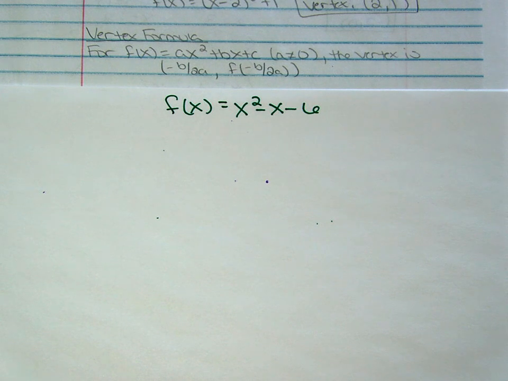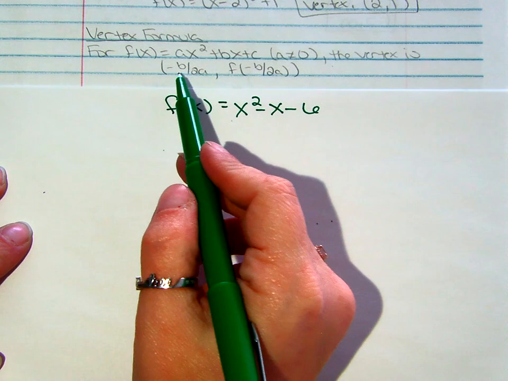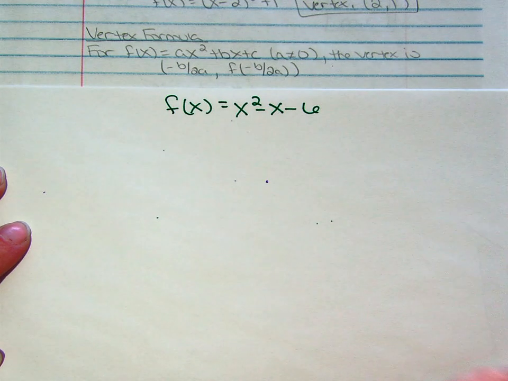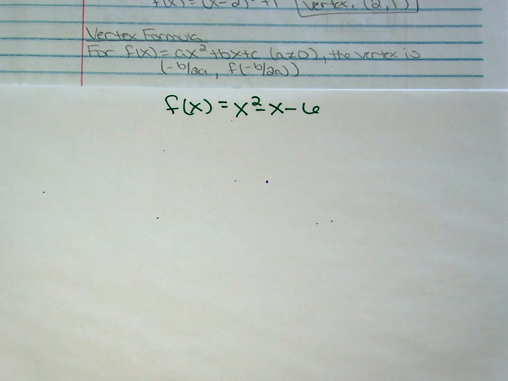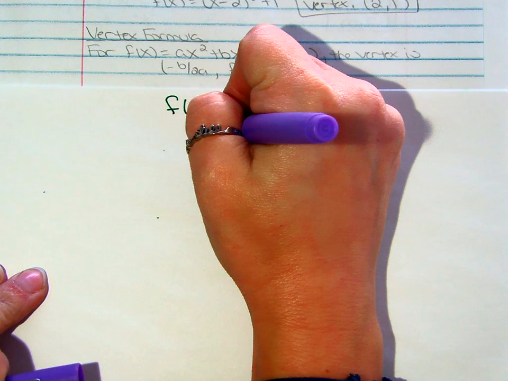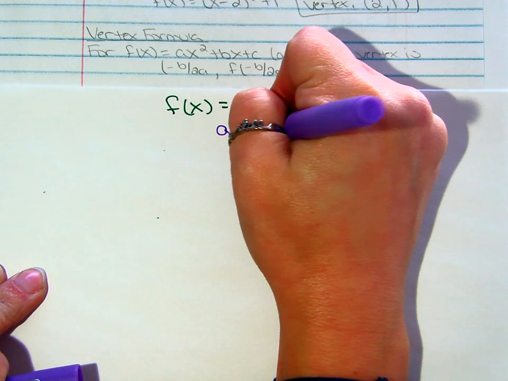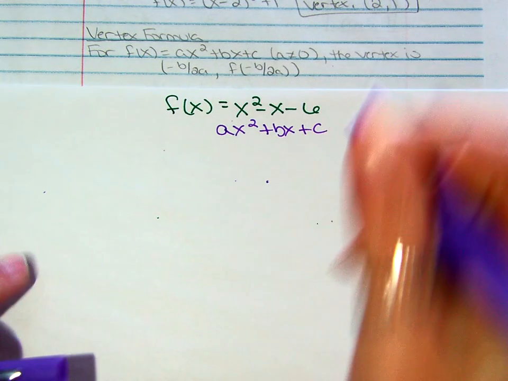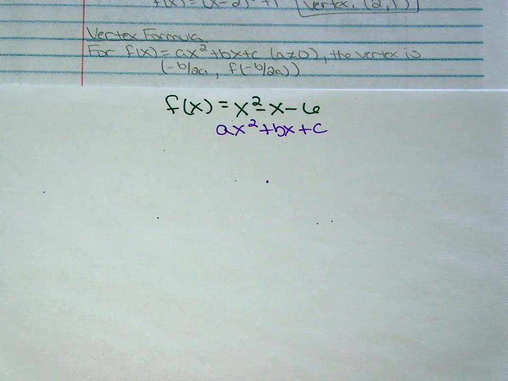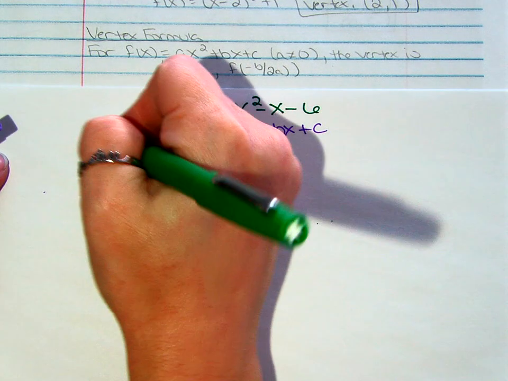This one does specifically say use the vertex formula, and in the vertex formula, I need to know my a and my b. So the first thing I'm going to do is identify what my a, my b, and my c are, just simply because it feels weird to find two of them and not the third one. So on the side, I will make a equals, b equals, and c equals.